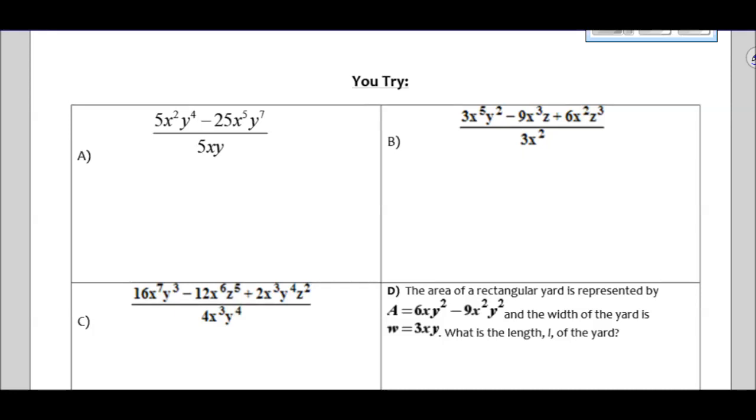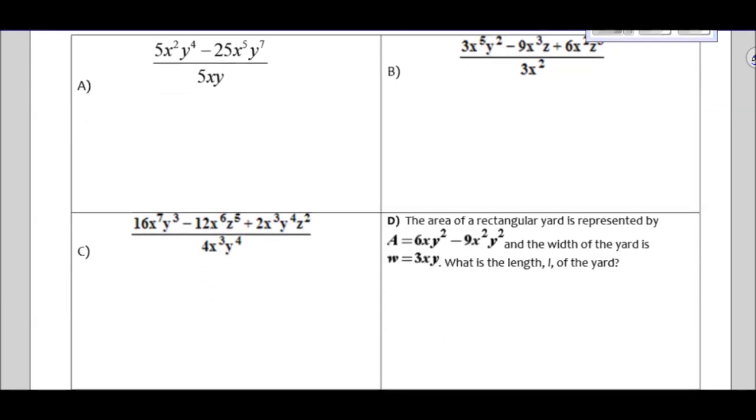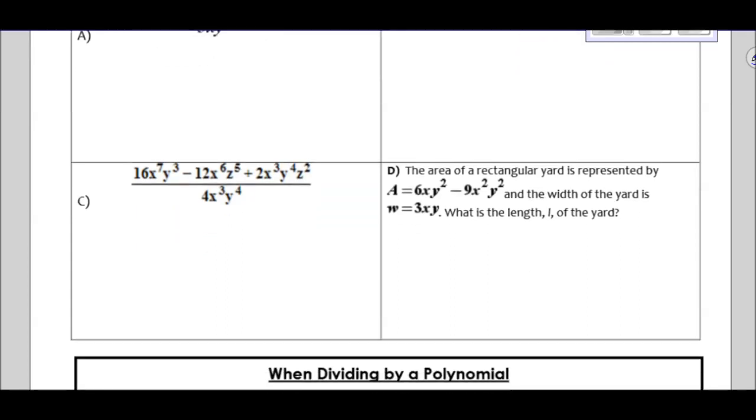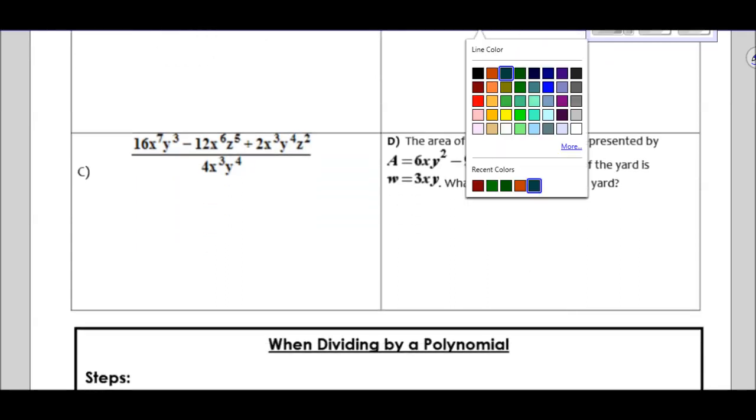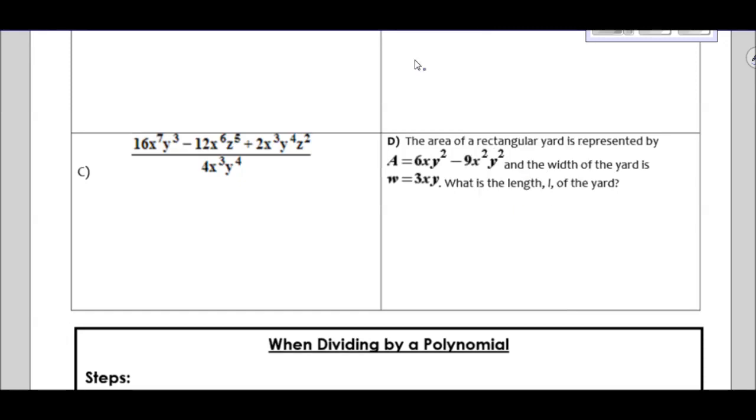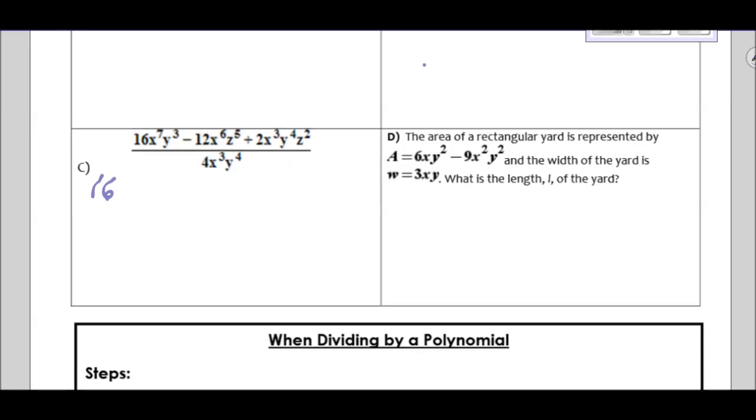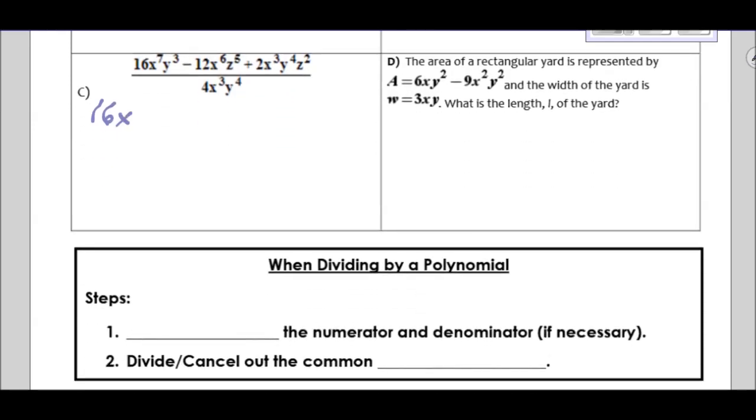Alright, on the back, I'm going to have you try 3 of these try problems on your own. I actually will upload another video showing how to do each of those, but I definitely want to show you how C ends up working out. It's the same idea. We still split this into 3 separate fractions. So let's go with purple. 3 separate fractions, 16x, 7y to the third over the denominator.